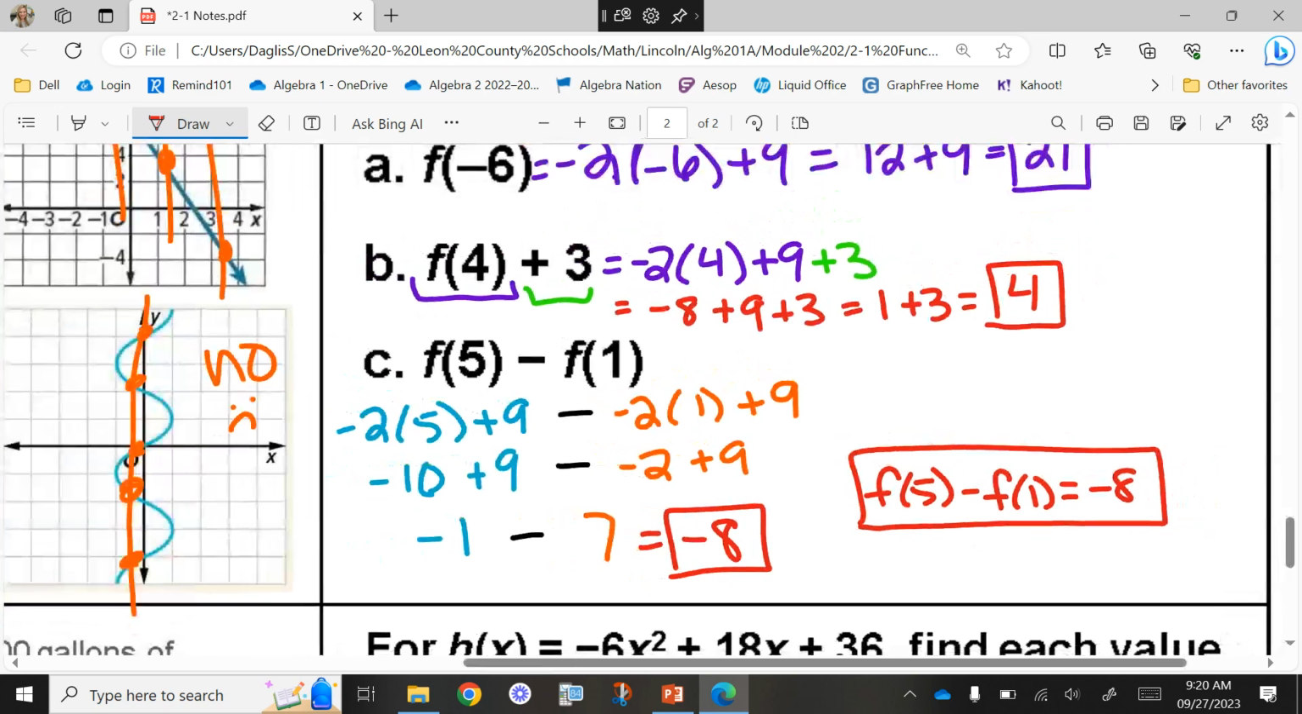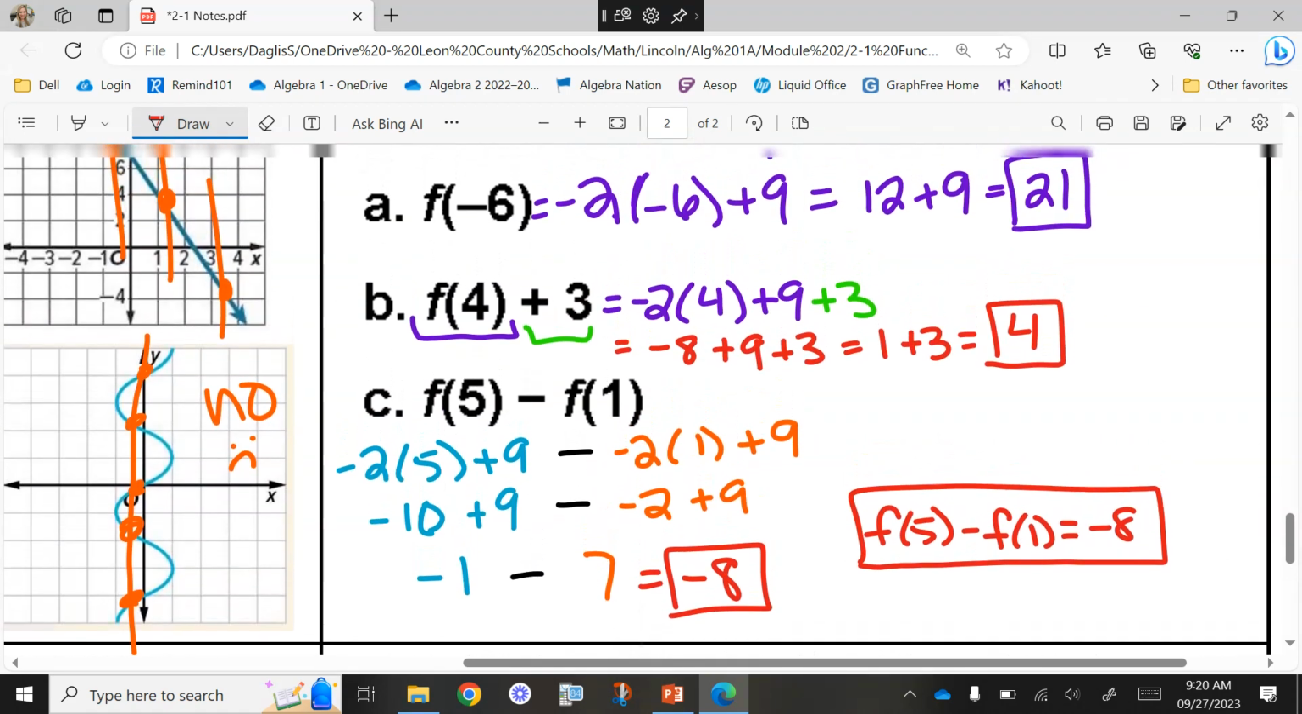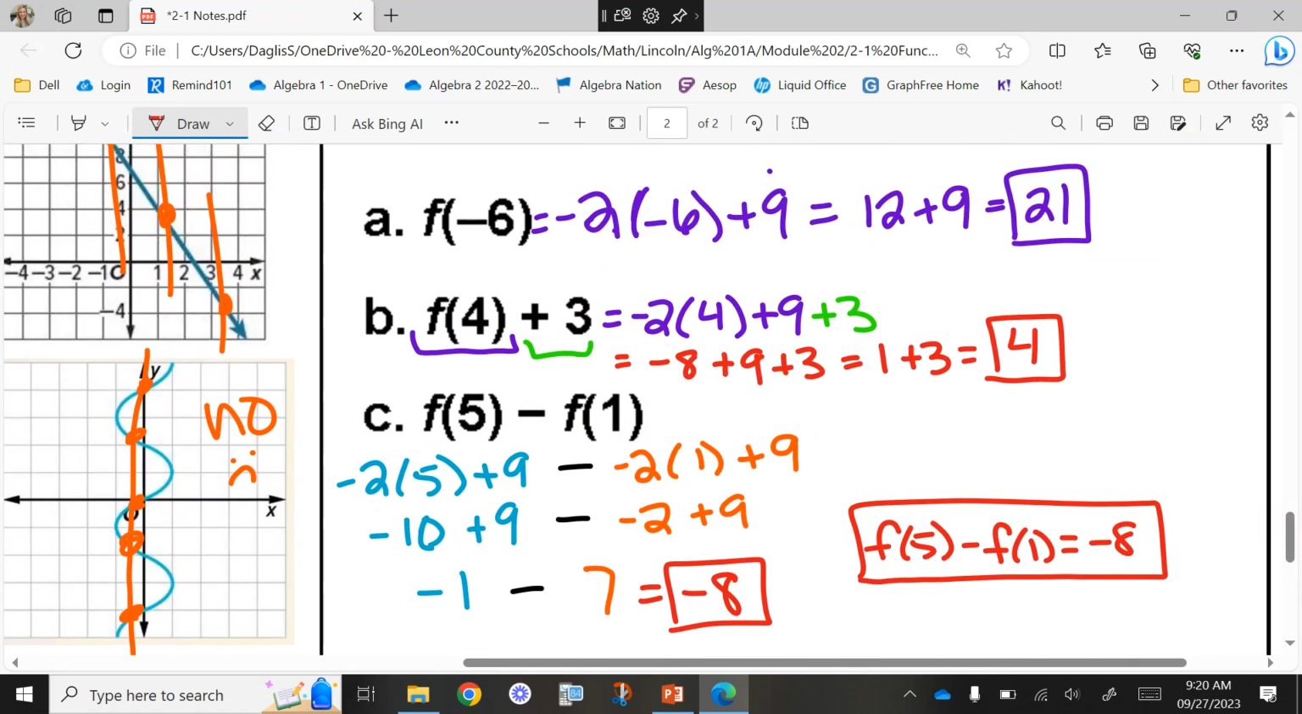So this last little piece, it's just like what we just did, but see how the function's a little different? That's called a quadratic, okay? So we can start with that tomorrow.